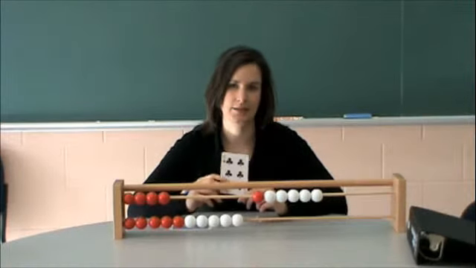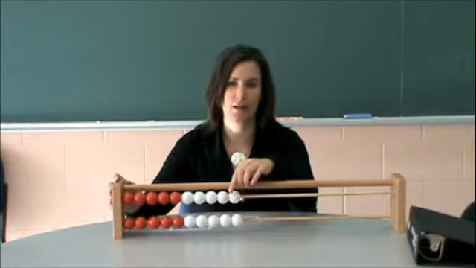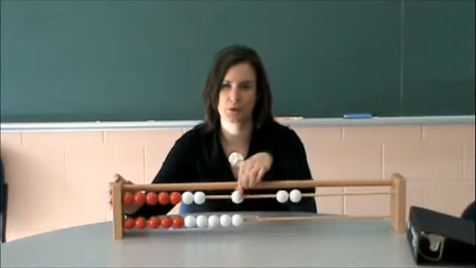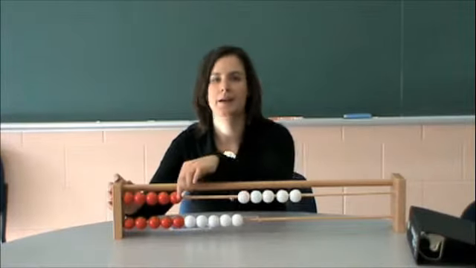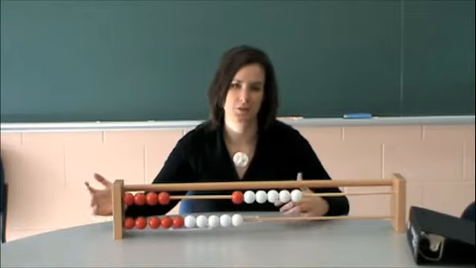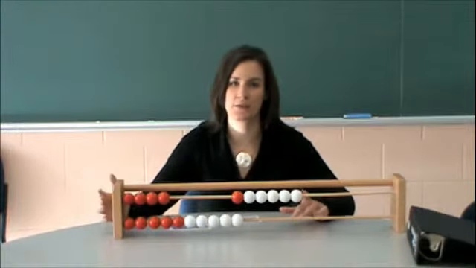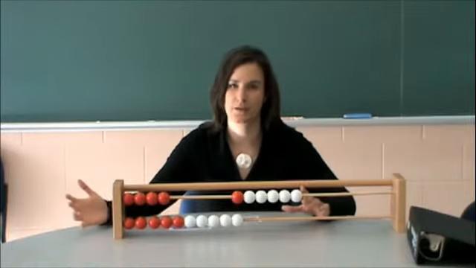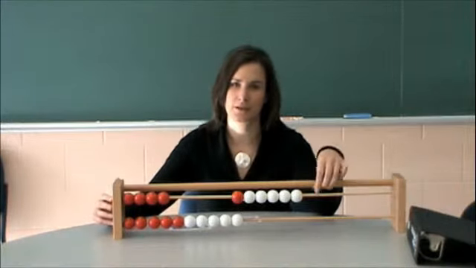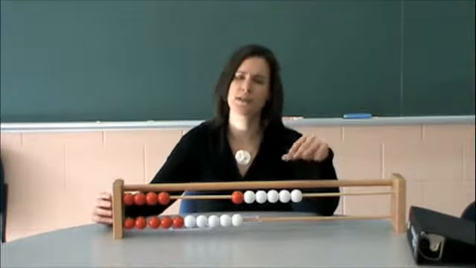is always 6. If you see a child counting each ball as they move them, 1, 2, 3, 4, 5, and 6, you have to realize that that child hasn't already unitized 5. And that's something that he or she will need to work on over the next little while before they can do this efficiently.